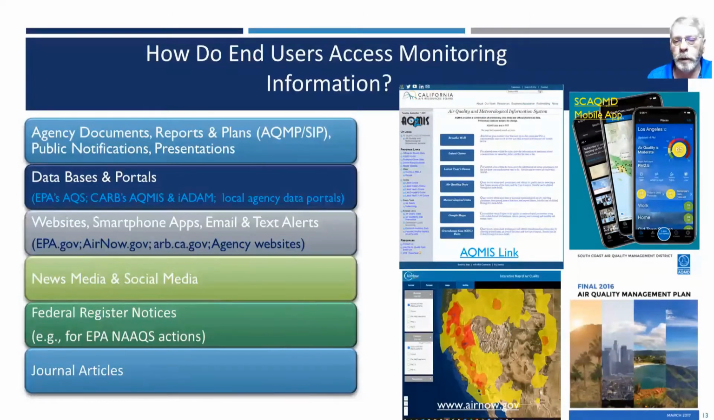Online data displays and portals are developing rapidly as well, especially for the AB 617 community programs. EPA's airnow.gov website is a nice way to access current air quality data throughout the country. Mobile apps are quickly becoming popular for air quality information. Shown here is the South Coast AQMD phone app. Planning documents such as South Coast Air Quality Management Plan can also be great resources for air quality data summaries.